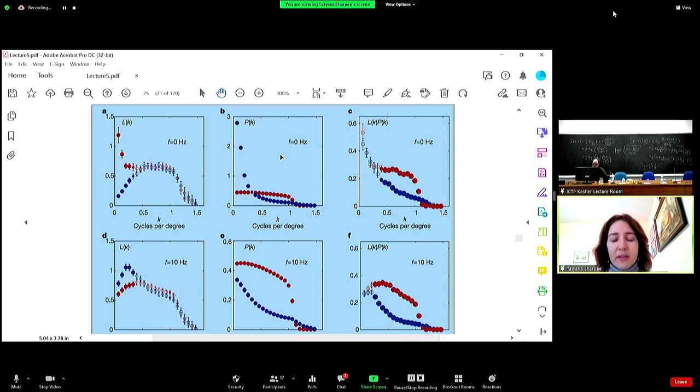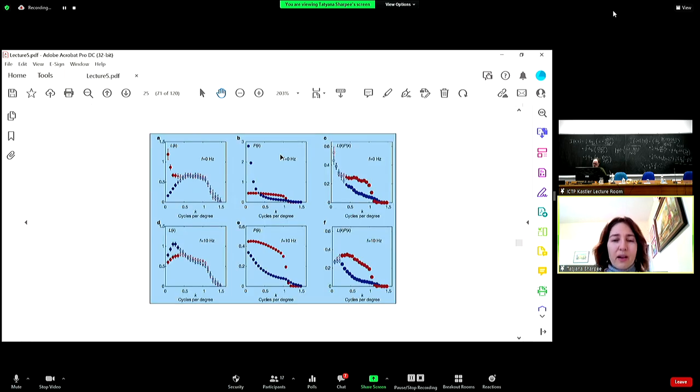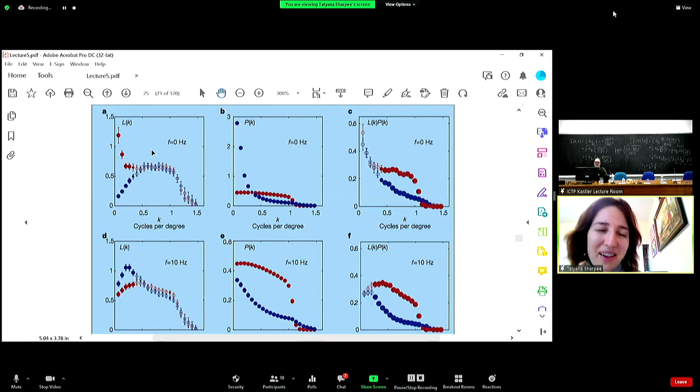I have maybe a PowerPoint, but I was reluctant. I cannot quite comment in the PowerPoint. Yes, I apologize. So essentially, the prediction should be that L(k) times P(k) should be a constant. So that's the prediction of the linear model.